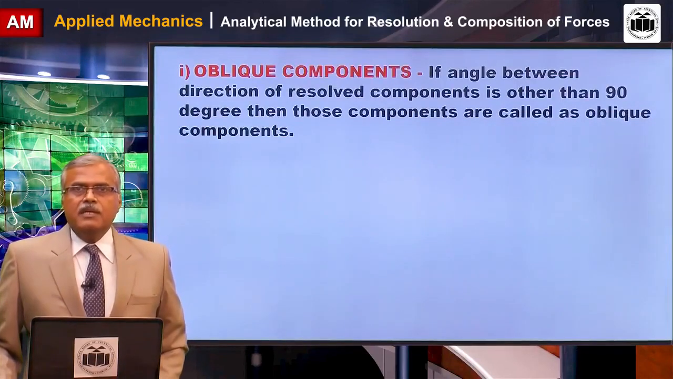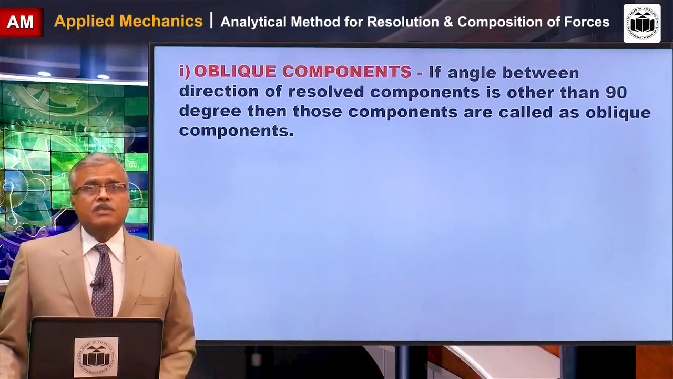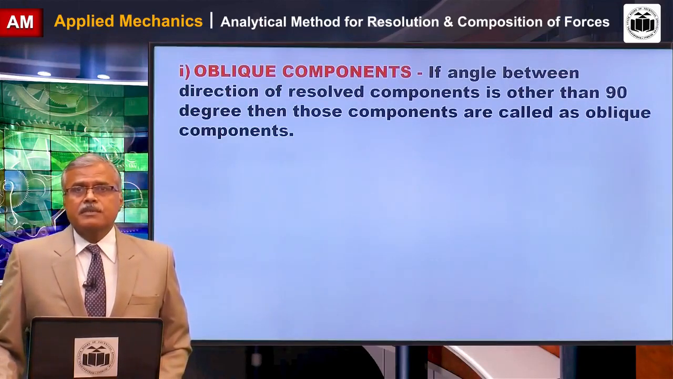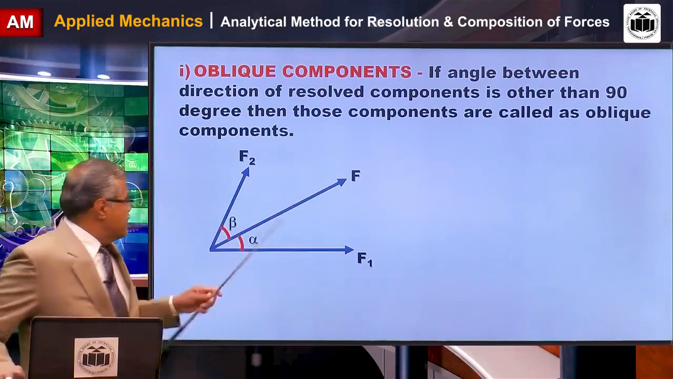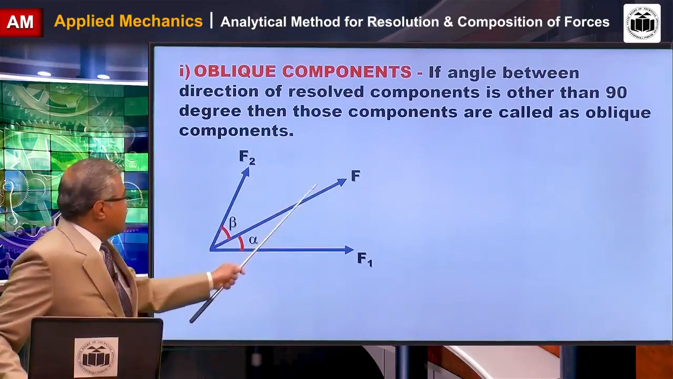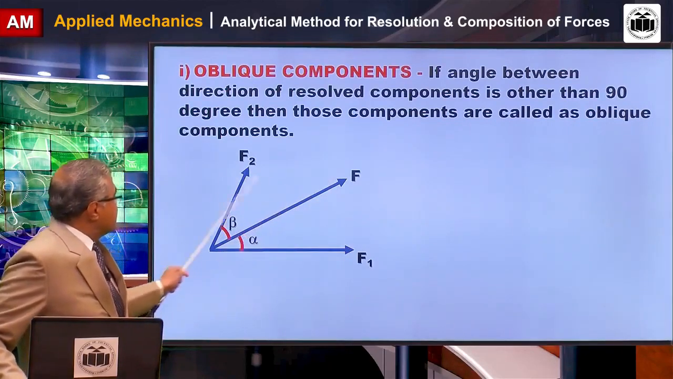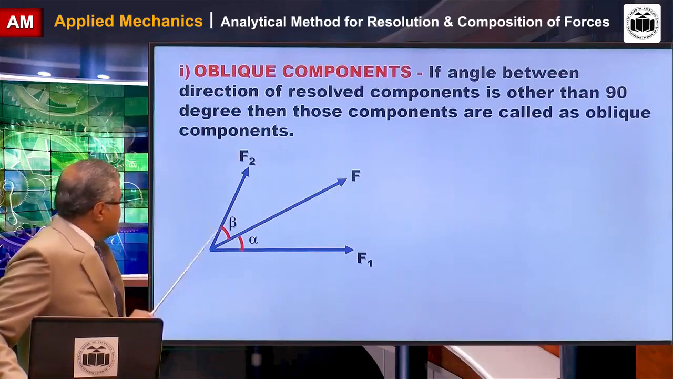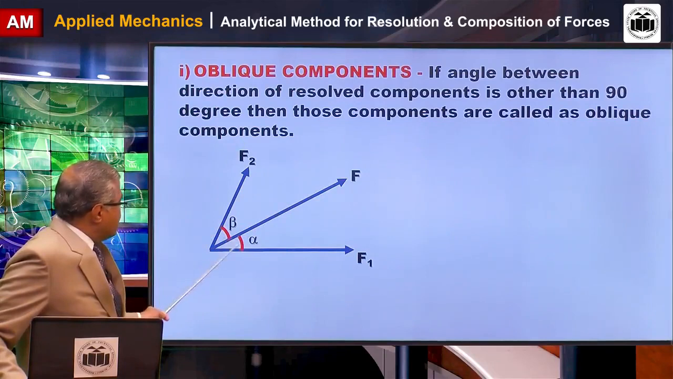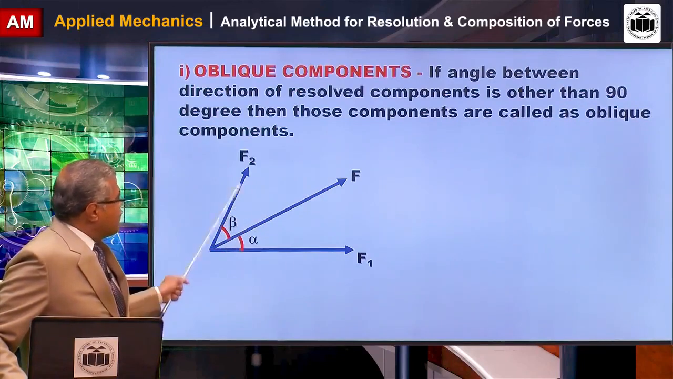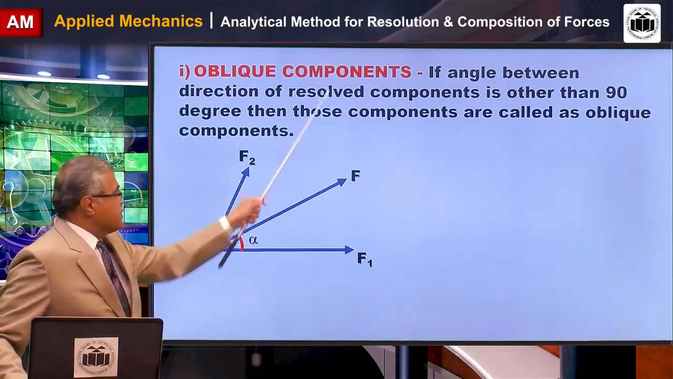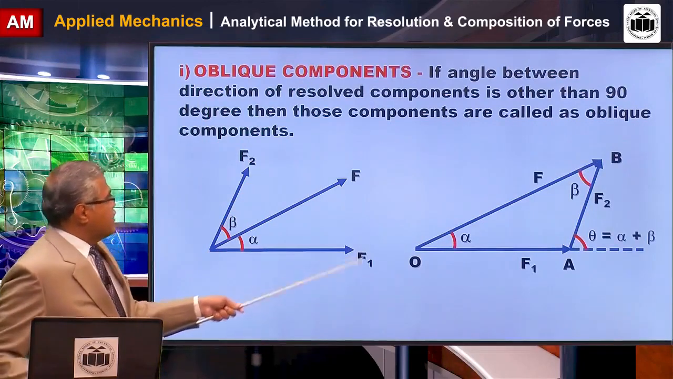So initially we will learn about oblique components. If the angle between the two components is other than 90 degrees, then those components are called oblique components. So here is the single force F, and its component along this line is F1, and along this line the component is F2. Here the angle, the addition of alpha and beta, is other than 90 degrees. Therefore F1 and F2 are called oblique components. These components can again be determined over here.